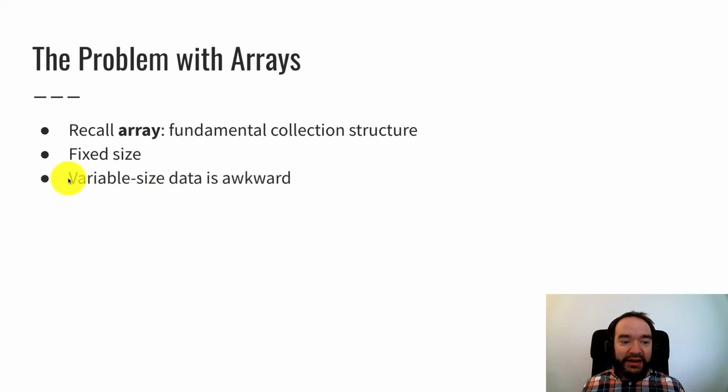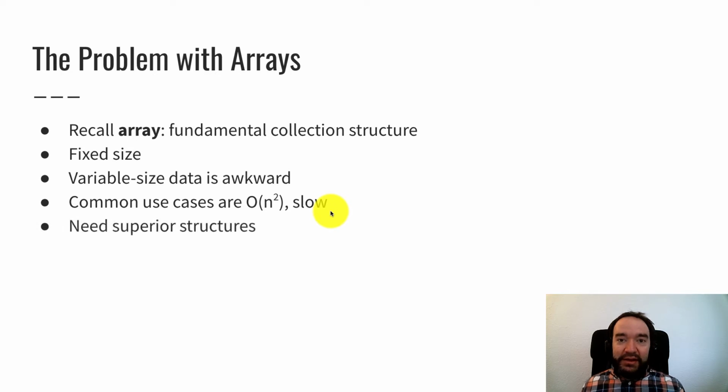That means that any kind of situation where you need to deal with variably sized data becomes awkward. So if you're writing a program and when you write the code, you don't know how big the array needs to be until runtime, it's going to be a little tricky to deal with that. Another consequence of this is that some common use cases take quadratic time. Big O of n squared time is another way of saying that, and that's slower than it needs to be. What we need are some superior data structures that can handle these common use cases.